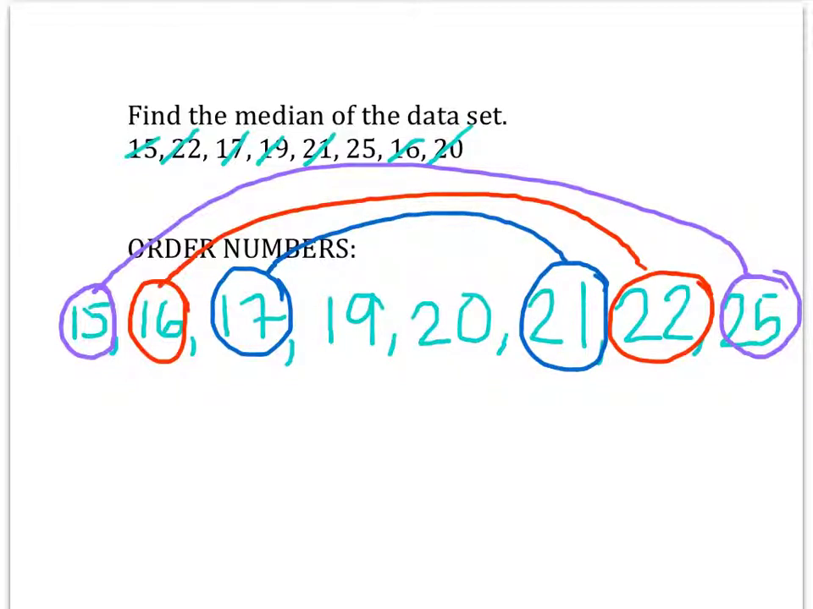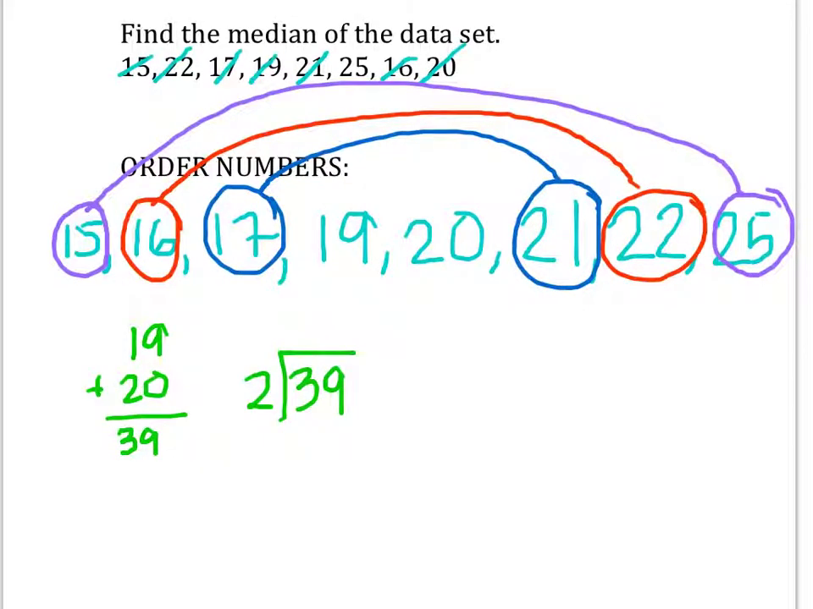Now I only have two numbers left, and this is the instance where I need to find the middle number between 19 and 20. Well, I know that 19 and 20 are just one apart, but in order to find this out, I would always do 19 plus 20, and I know that's going to equal 39, and then I would divide 39 by 2.